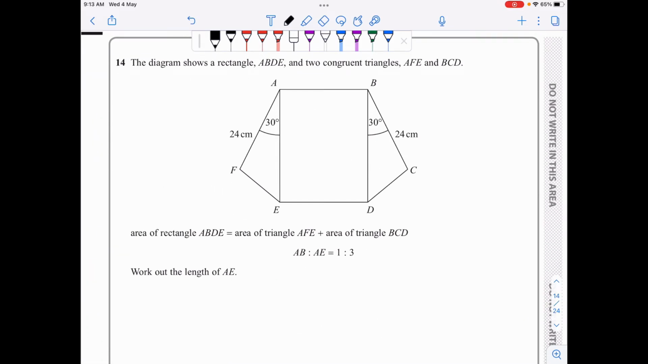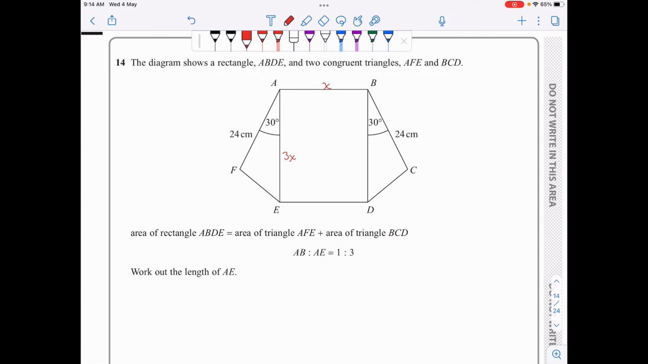Question 14: it's the diagram showing a rectangle ABDE, and two congruent, which means identical, exactly the same measurements, triangles AFE and BCD. The area of the rectangle ABDE is the area of the triangle AFE plus the area of the triangle BCD. And we are told that AB to AE is 1 to 3. So I think it's a good idea to start off by calling this X. So if AB is X, AE is 3 times that, which is 3X.